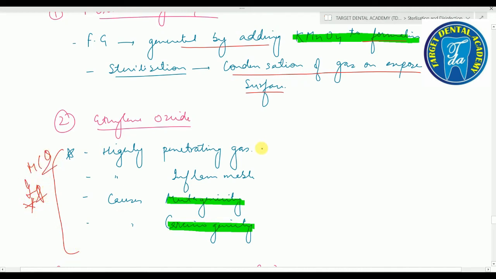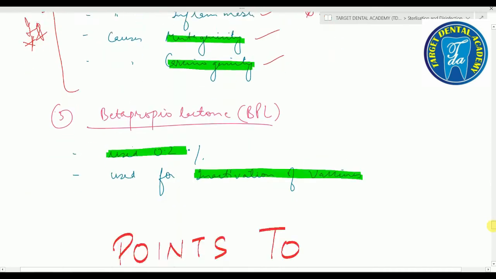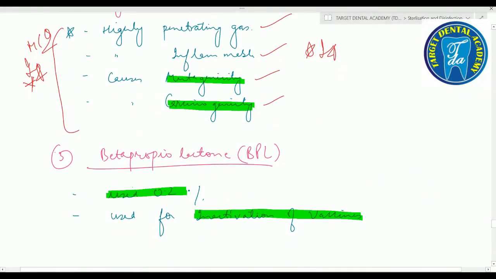Ethylene oxide, highly penetrating gas. It is highly inflammable, causes mutagenicity and carcinogenicity. Important points. Last is the BPL, which means beta propiolactone. It is used as 0.2% and it is used for inactivation of vaccines.